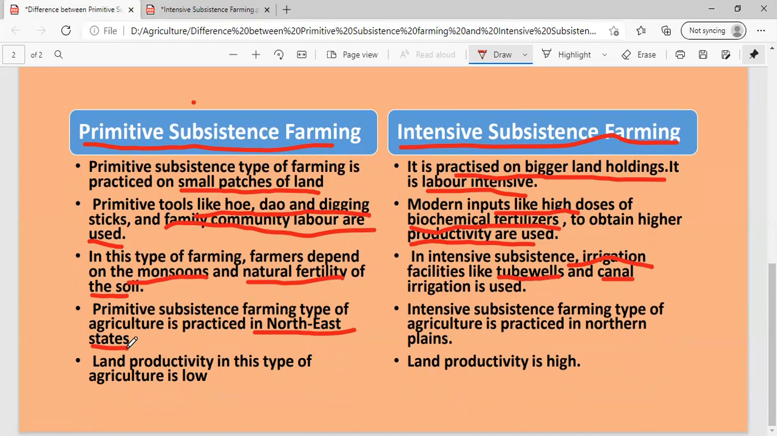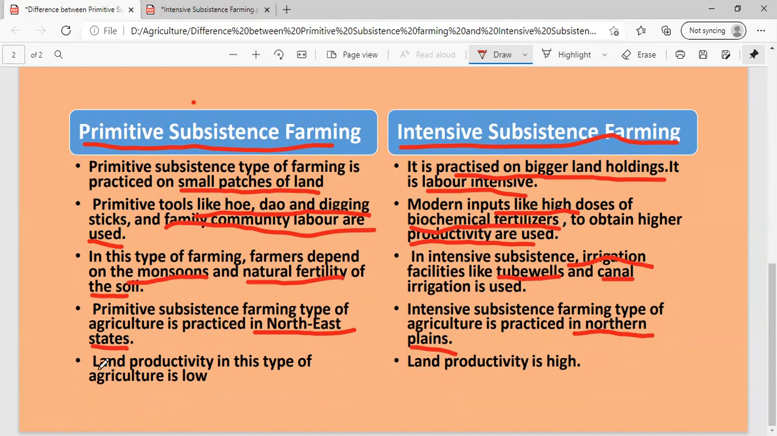In comparison to intensive subsistence farming, it doesn't mean that primitive subsistence farming is not practiced in other parts. It is practiced, but mostly in northeastern states. Similarly, intensive subsistence farming is practiced in northern plains like Uttar Pradesh, Madhya Pradesh, all those places. It doesn't mean that it is practiced in northern plains only. Other parts also practice it.